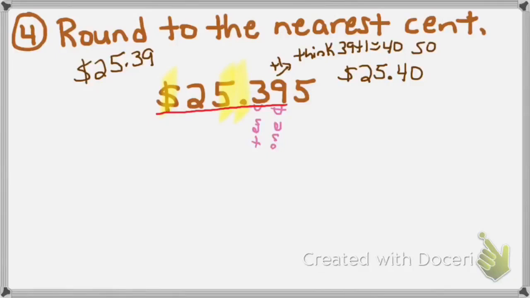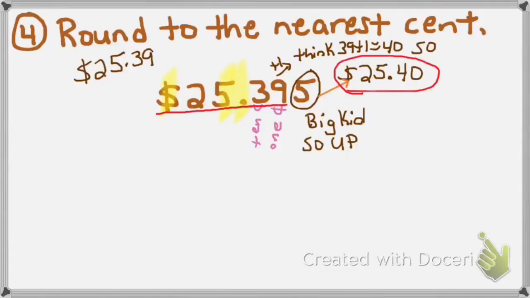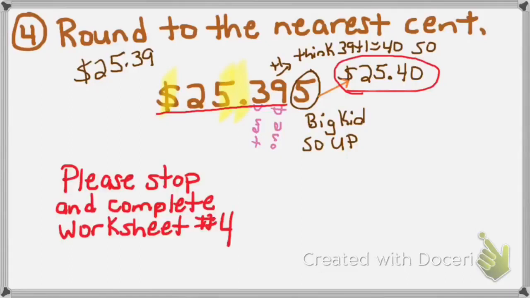Now, as always, I circle the number to the right of the underline. That's the 5, and this is going to tell me whether I round down or up. Well, a 5th grader goes to the big kids' school, therefore I'm going to round up. 5 tells me to round up to $25.40. Please stop the video and complete worksheet number 4 right now.